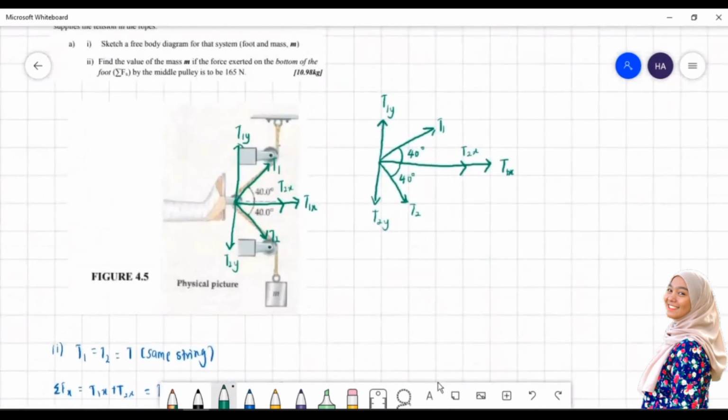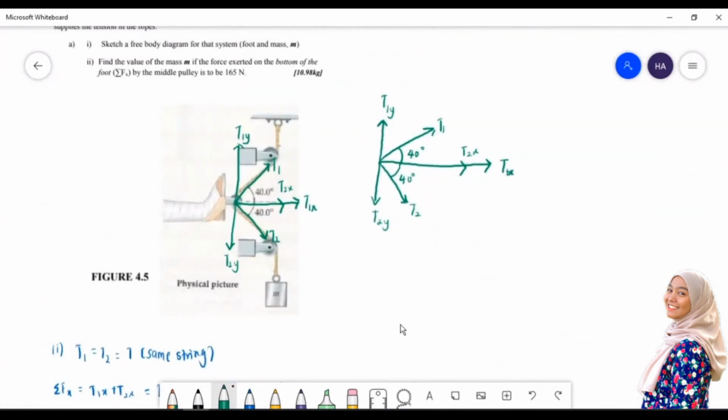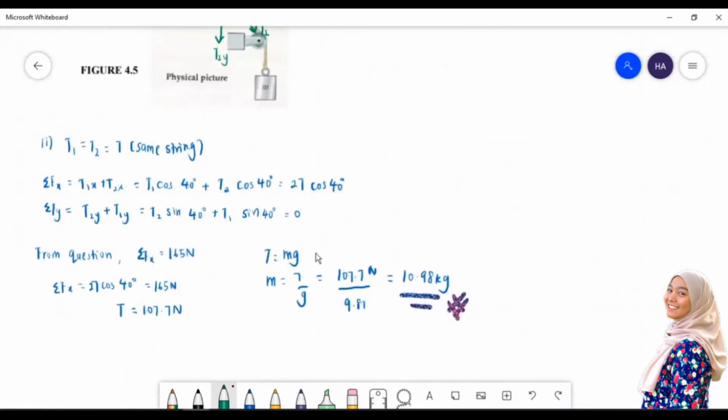Tapi dia tak nak tension, dia nak mass. Okay. Dia nak mass, so T equals to mg, so kita balikkan dia, so m equals to T over g. Kita dah ada nilai T, kita dah ada nilai g, so 107.7 Newton over 9.81 equals to 10.98 kg.